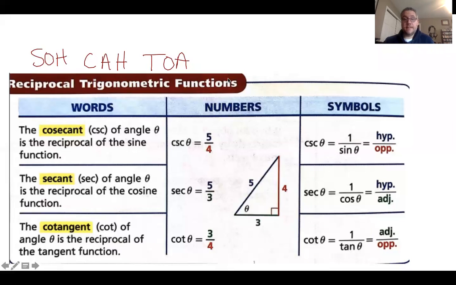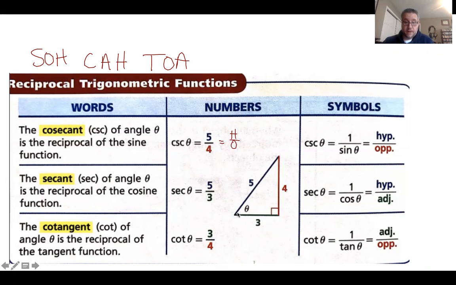Last but not least, might be something new to you. These are called the reciprocal trigonometric functions. The cosecant, which is abbreviated CSC of an angle theta, is the reciprocal of the sine function. So if you look at sine here, sine is opposite on top, hypotenuse on the bottom. This is just the inverse, so it's hypotenuse on top and opposite on the bottom.